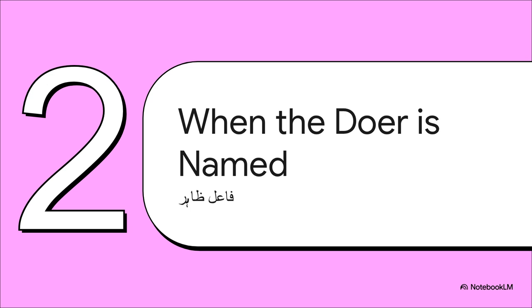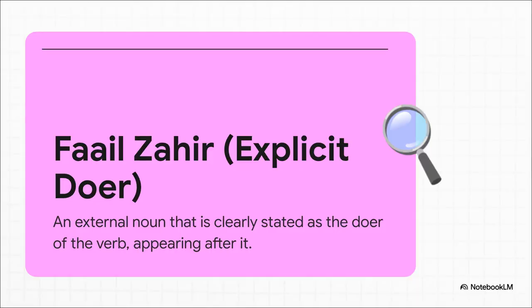This is what we call the fa'il zahir. Fa'il zahir means the explicit or visible doer. This is what happens when we use an actual noun, like the teacher, the man, the students, as the subject of our verb. And when we do this, the grammar follows one very, very specific and super important rule.